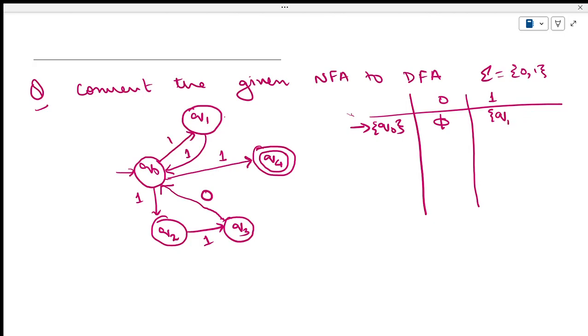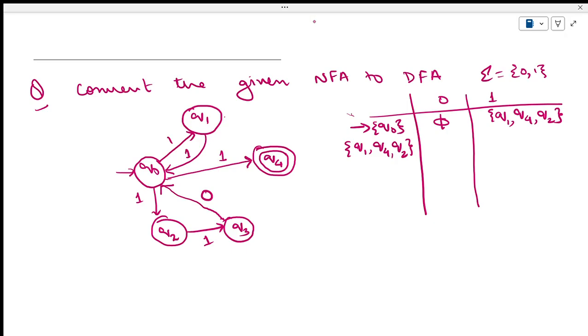Q1, Q4 and Q2. Q naught on reading 0 was not having any transition, so we have given phi. Q1 on reading 1 has three directions. We can clearly see on reading 1 it is going to Q1 as well as Q4 as well as Q2. So the subset is Q1, Q4, Q2. Now there are multiple elements. We'll explore the elements one at a time. Q1, Q4, Q2.